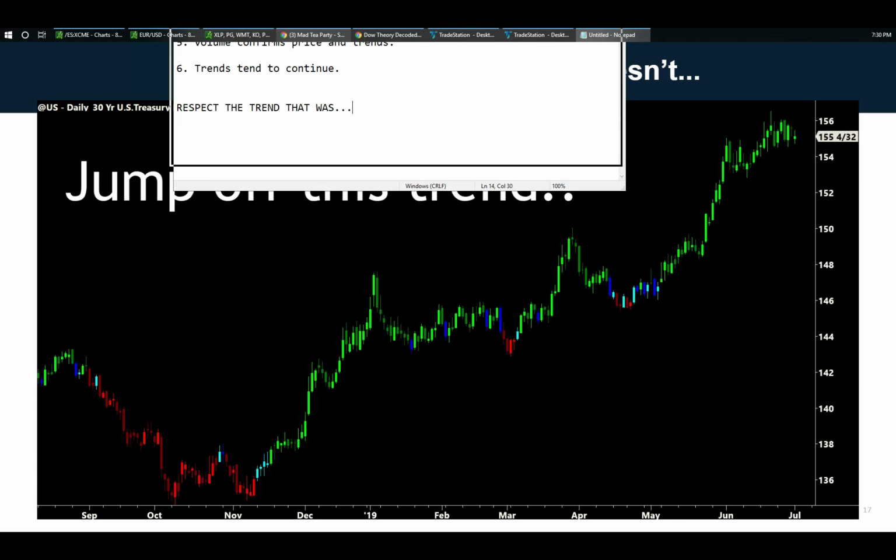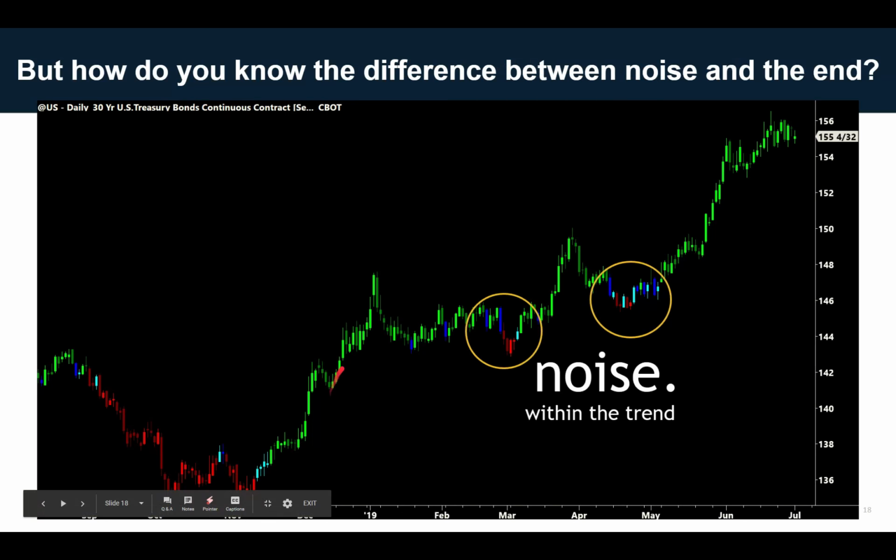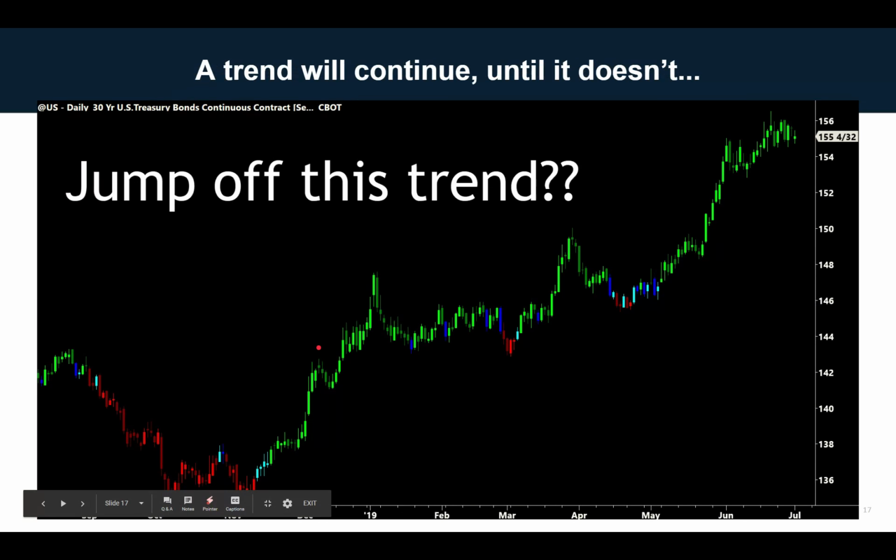Respect the trend that was. That means that whatever the preceding trend of the market, in this case all the green grab candles through here, before we got the blue and the red, rather than assume a reversal, we expect the market is going to continue.